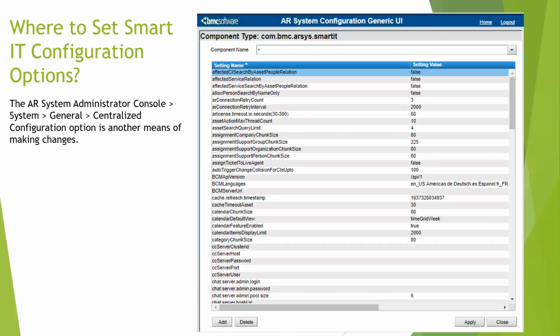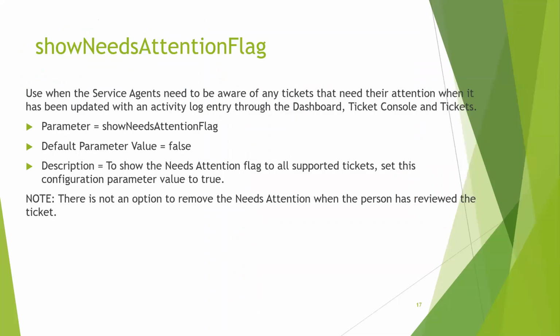Some of the other things that you can do to configure Smart IT, you just come into the centralized configuration and make some adjustments to the parameters. One of the parameters my boss wanted was the needs attention flag. This is where now you can show the needs attention on the ticket console, so they can see it and flag it as needing attention.